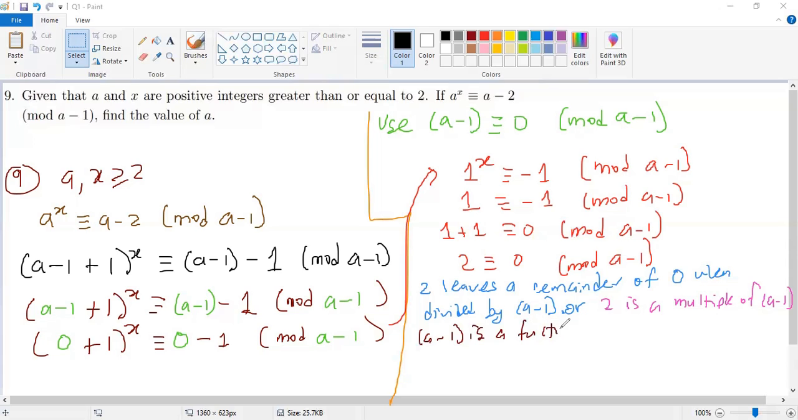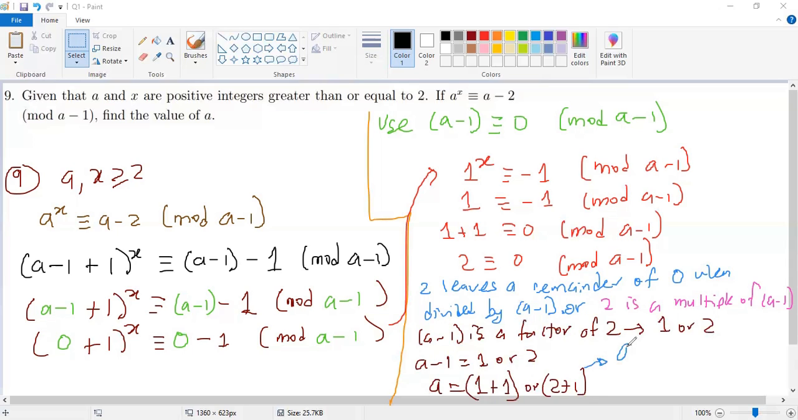I'm purposely writing all this so that you know these are equivalent statements. Must know. The factors of 2: there are only 2, either 1 or 2. That means a minus 1 is 1 or 2. Solving it, a is either 1 plus 1 or 2 plus 1. In short, a is 2 or 3 only. There are only 2 possibilities. So find the value of a.